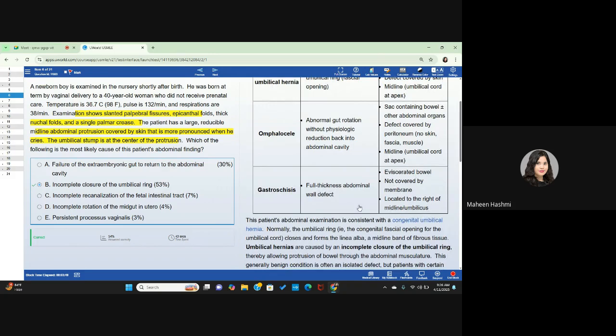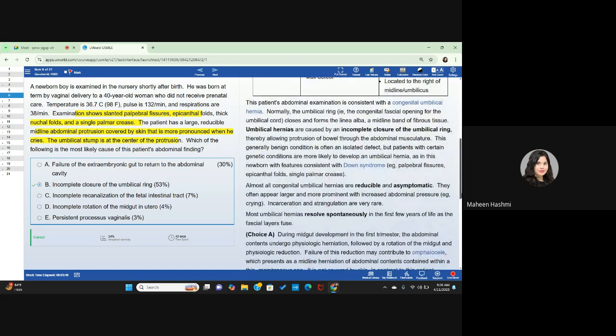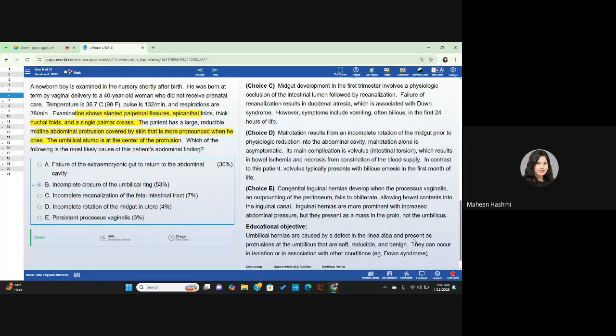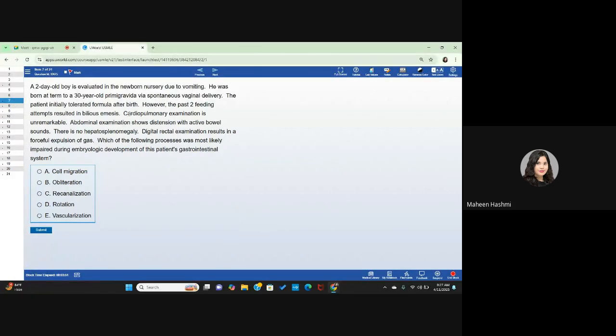All right. So gastroschisis, we know. Again, it's not covered by membrane. It's located to the right of the midline or umbilicus. Again, very easy. I think we've already discussed omphalocele and gastroschisis. All right. Next question for today.